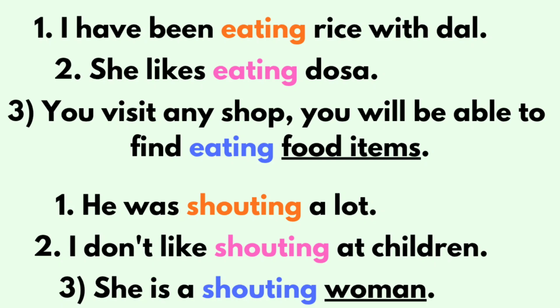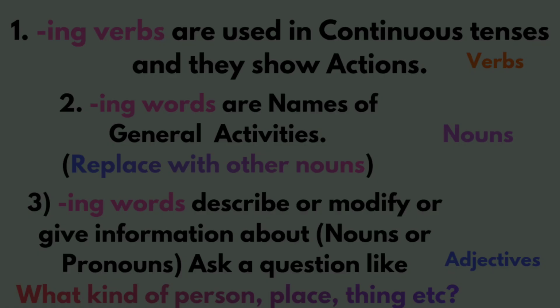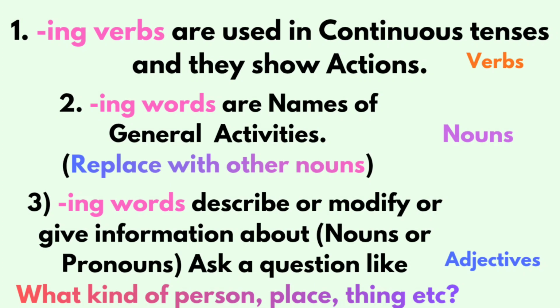I have taken around 10 to 12 examples. Eating, shouting, playing, watching, listening. These are all present participles, but they have different functions. We don't consider them as verbs, okay? So present participles act as nouns, adjectives, and verbs. We'll discuss some. So look at these 3 points.